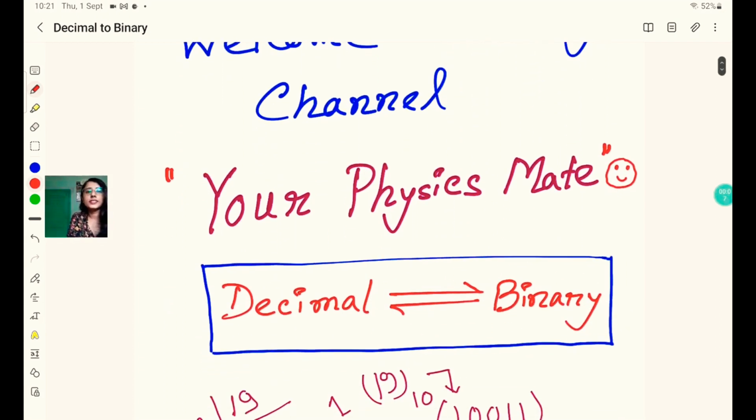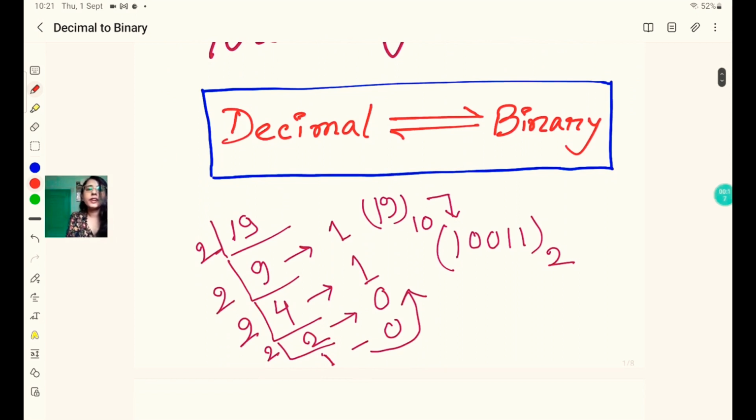Well, from the introduction, you understand that today's video is going to be on the topic of decimal to binary transformation and vice versa. Here I have written the normal way in which we convert a decimal number to a binary number, that is, dividing the decimal number by 2 and then gathering the remainders all together. Here I have written the number 19, and dividing it by 2 and gathering the remainders, we get 10011 base 2, which is the binary number corresponding to the decimal number 19.